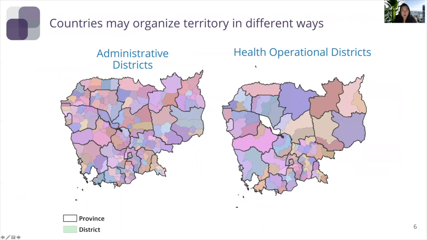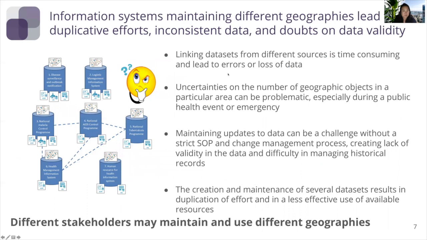Additionally, countries might organize their territory in different ways. A country might have a completely different administrative district hierarchy compared to a health operational district in the hierarchy it sits in. That can also exacerbate issues in an information system. Ultimately, we then end up with the problem of information systems maintaining different geographies. You might have different databases managed by different programs, all having their own version of the same map. Attempting to link this between systems can be extremely time-consuming and lead to errors or loss of data.